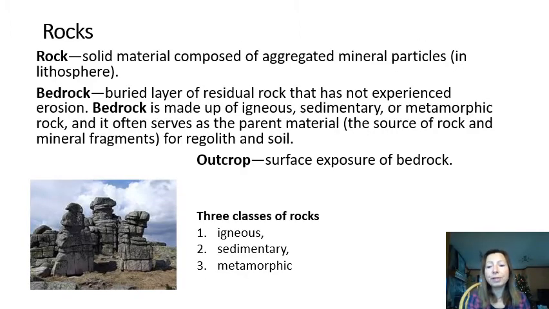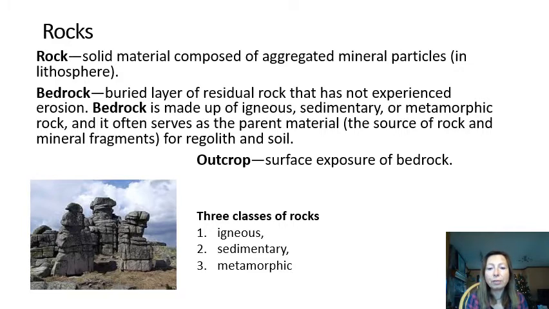Our lithosphere is composed of rocks. A rock is a solid material of aggregated mineral particles. Rocks are composed of minerals. A bedrock is a buried layer of residual rock which is not altered by erosion. A bedrock can be made of igneous, sedimentary, or metamorphic types of rocks and is often serving as a parent material for regolith or soils. An outcrop, as you can see here on this picture, is a surface exposure of a bedrock.